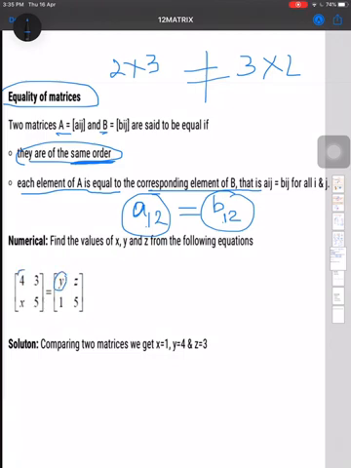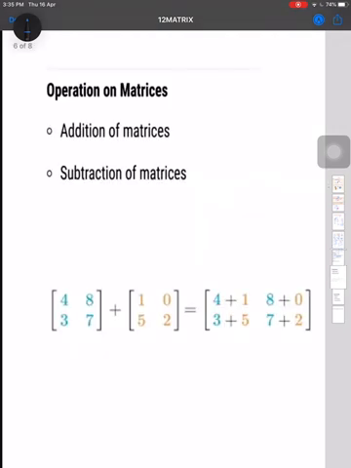Here you can see the value of y will be 4, then only it will be equal. If it is given that both the matrices are equal, then the value of y will be 4, the value of z will be 3, the value of x will be 1, 5 is 5. So this way you can check whether the matrices are equal or not, or sometimes you can get questions also to find the missing values when the two matrices will be given equal.